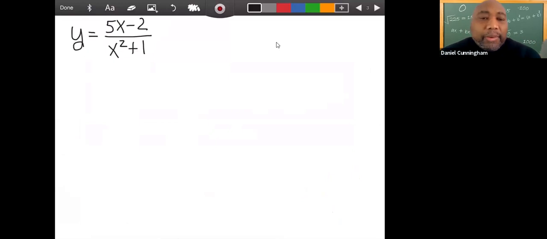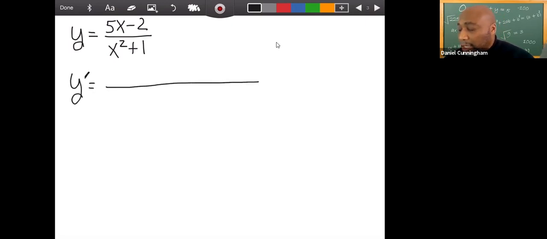So here's another problem. The question is, find the first derivative, or take the derivative, of the function y. First thing we notice, it is set up as a quotient. So we're going to use the quotient rule, and we want to memorize this quotient rule. To find y prime, let's write that down. The denominator, you square it. So x squared plus 1 is one of your functions, and you square it.